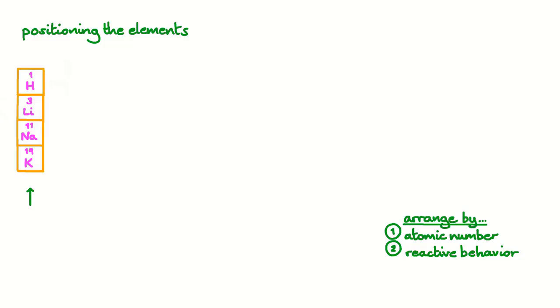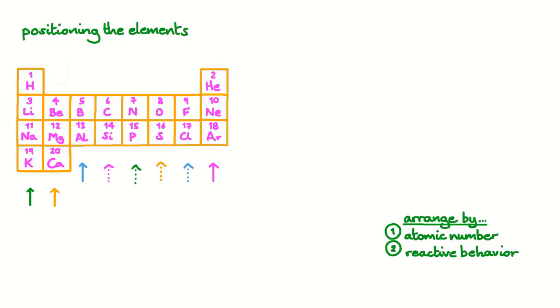in a single column or group. And we can do the same with helium, neon and argon. And we can do the same with the intervening elements, leaving a gap between hydrogen and helium because the data suggests that hydrogen should be above lithium and helium should be above neon.